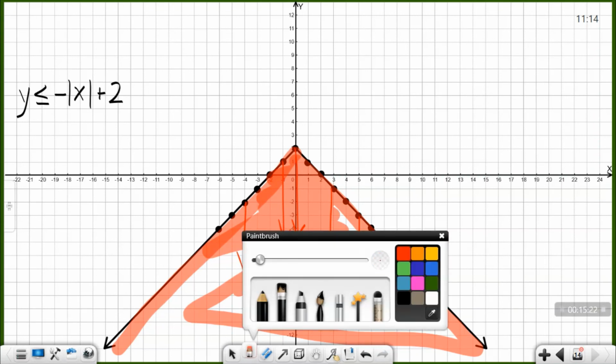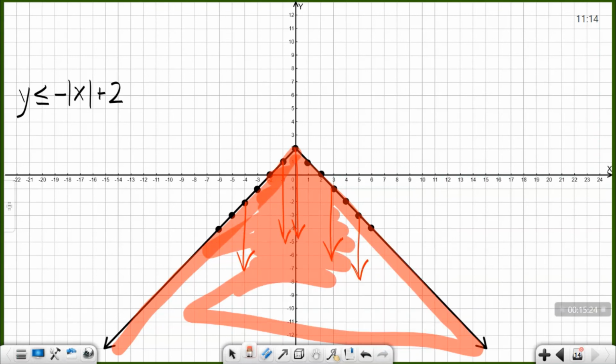And just to verify, you can always test a point. Once again, I'm going to pick that point 0, 0 right in the center there. Now this time 0 is less than or equal to negative the absolute value of 0 plus 2, which gives me 0 is less than or equal to 2. And that is true. That's why 0 is located right here inside my solution region.